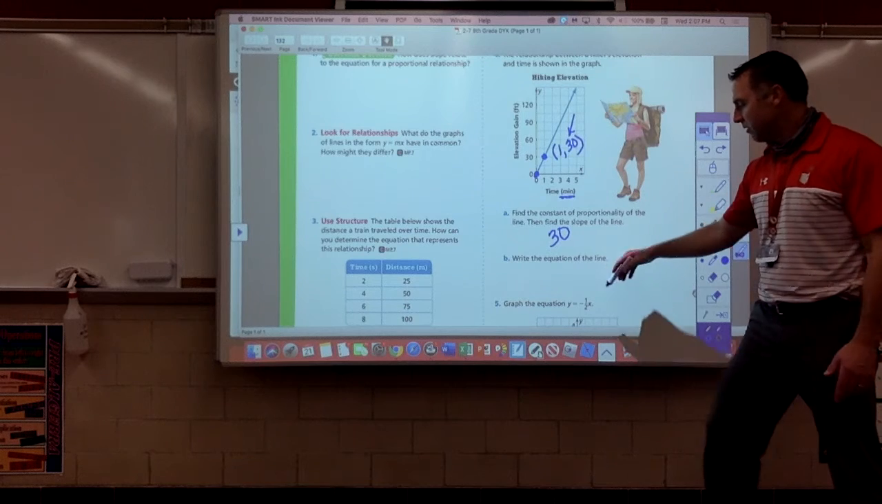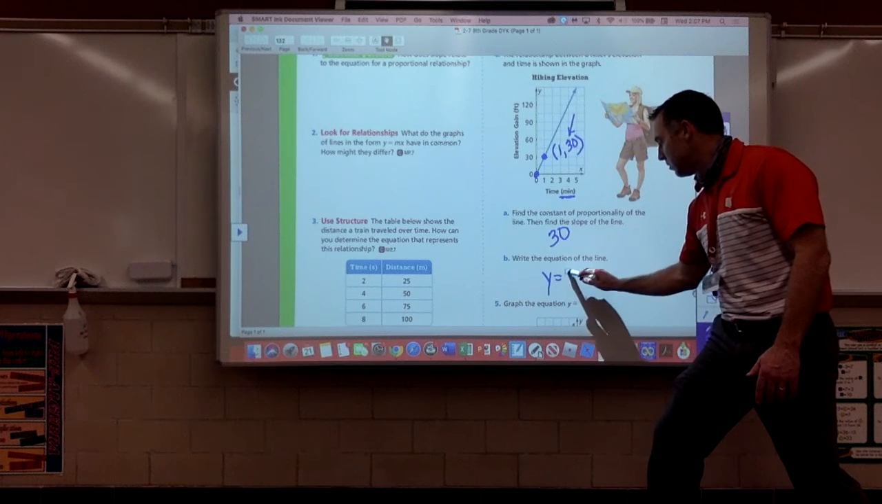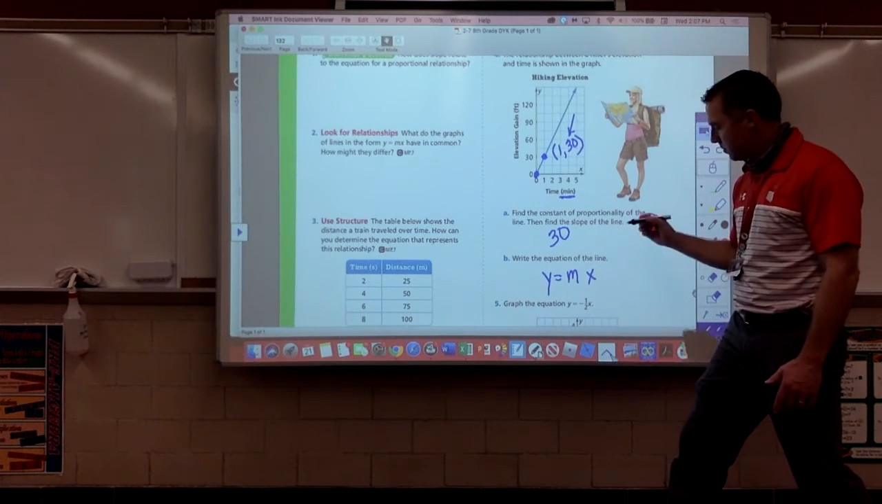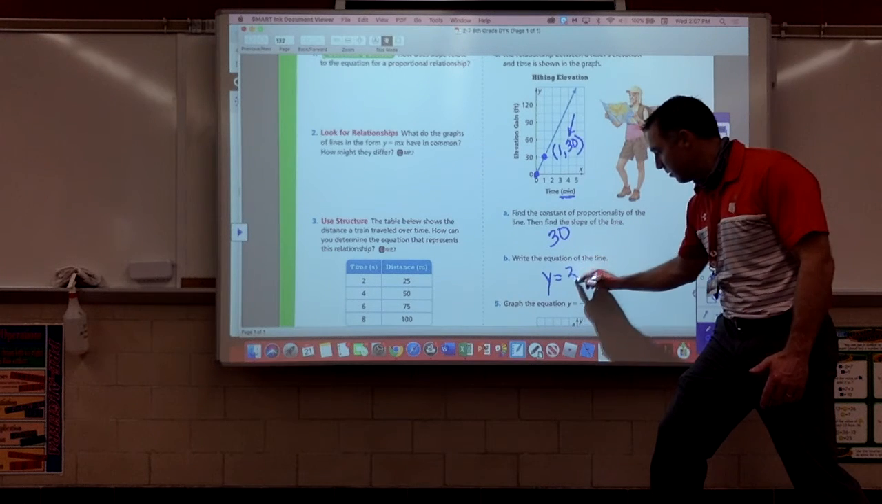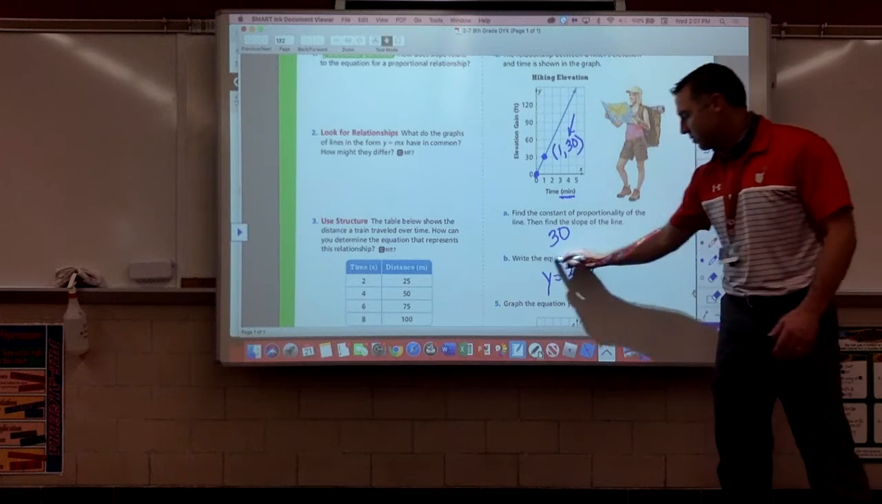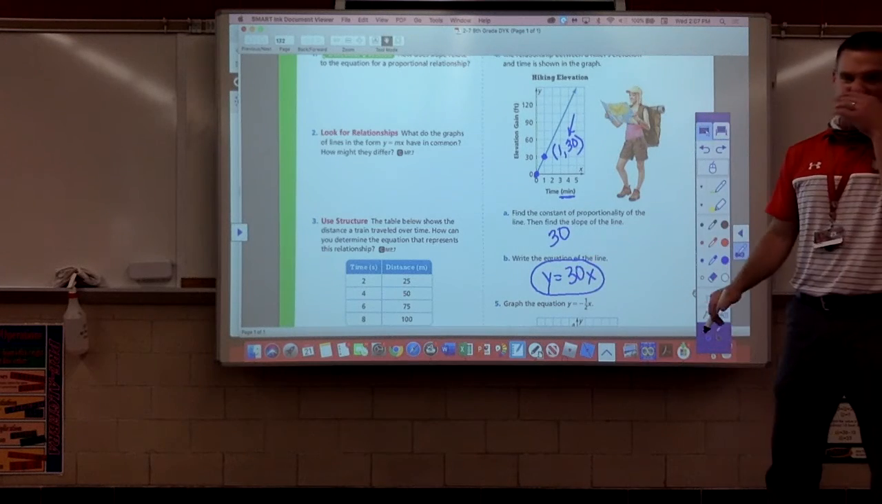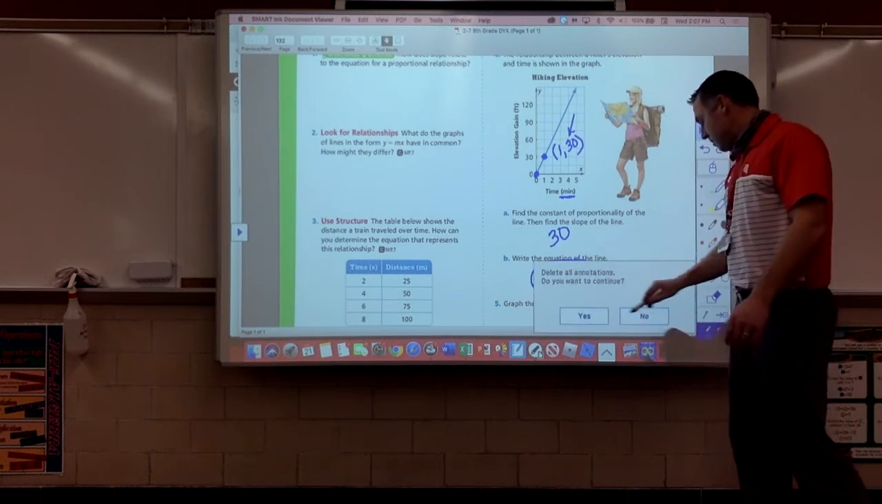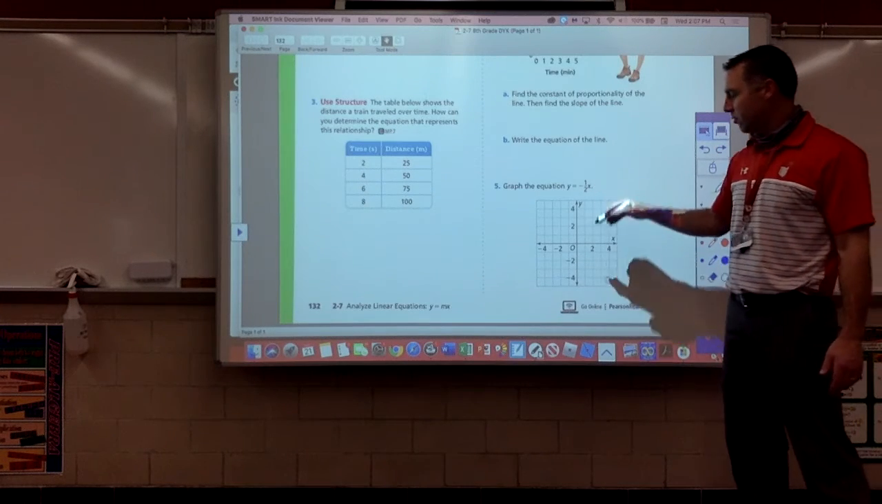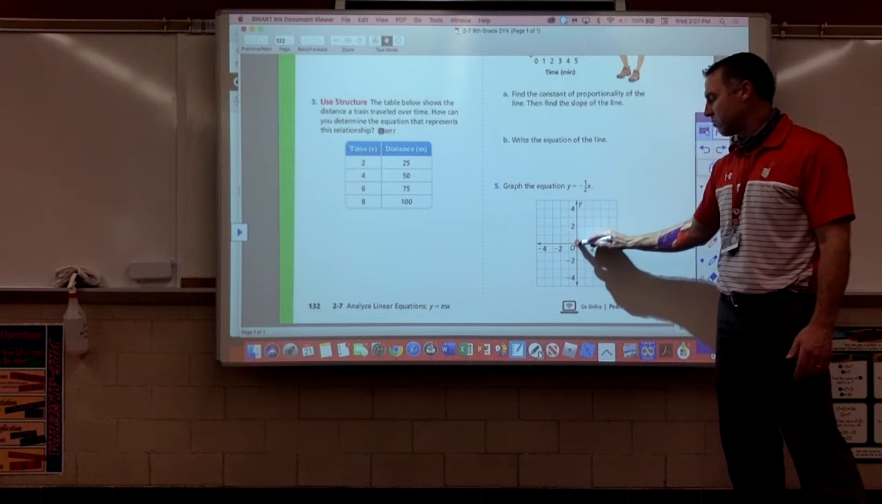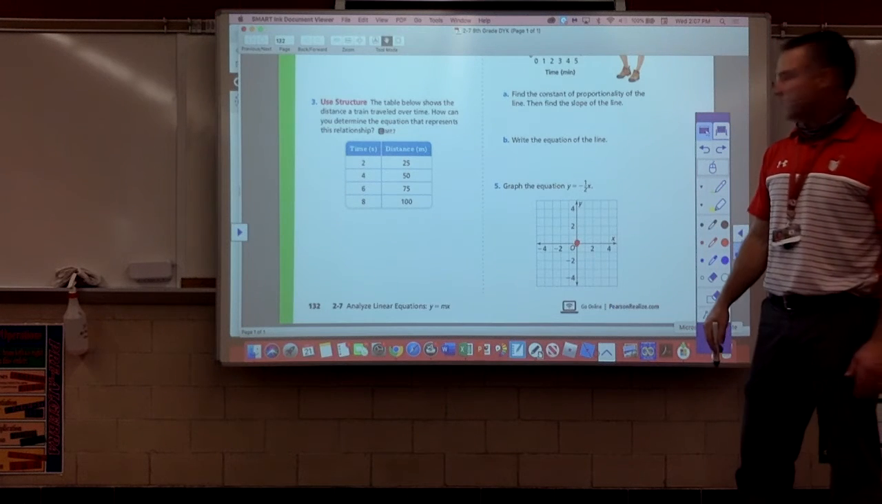Write the equation of the line. Y equals mx. Replace the m with your slope. So I'm going to get rid of the m and put the slope in there. There's your equation. Y equals 30x. Now we have to graph this equation. That's a proportional equation. The first point we make is right there at 0, 0.